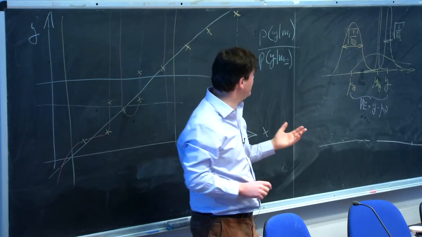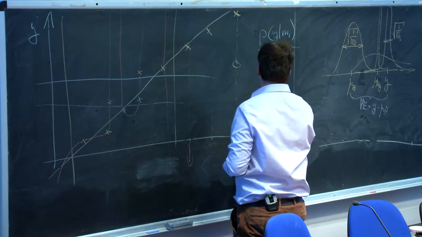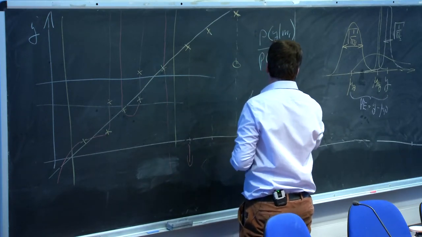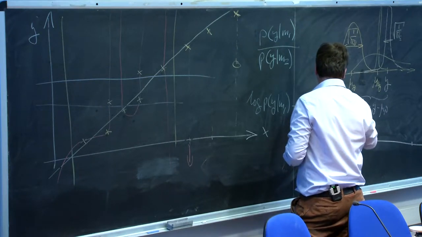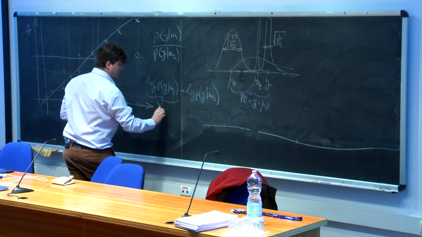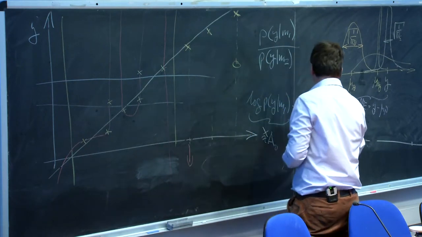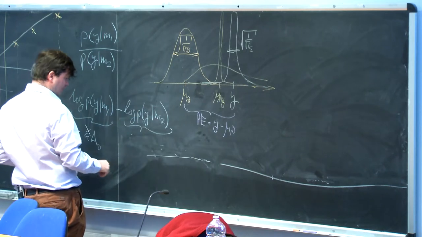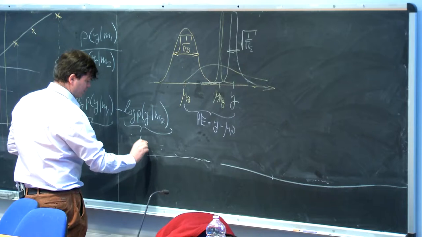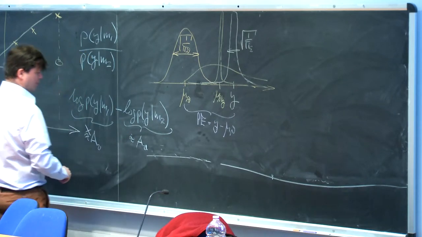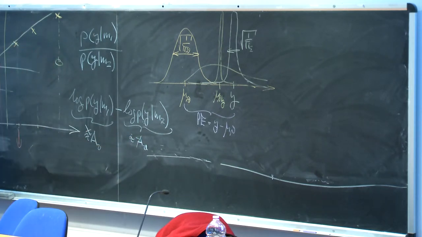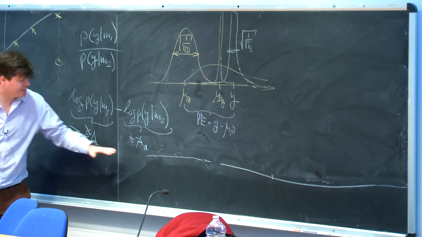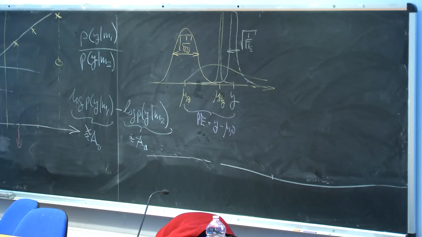Now if we take the log of this, then we have log P of Y given M1 minus log P of Y given M2. And now AV is an approximation to this. So this is the exact one. This is actually approximately minus AV because the minus sign belongs to it. But we can compare models by looking at their difference in variational free energy. So we can score them according to their variational free energy.